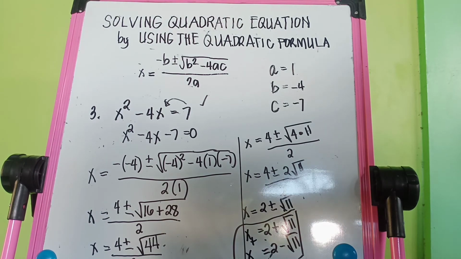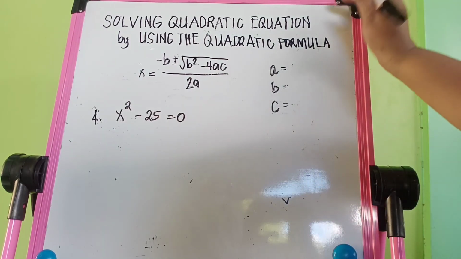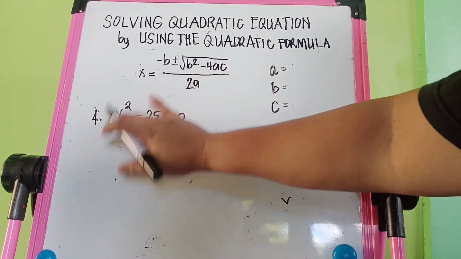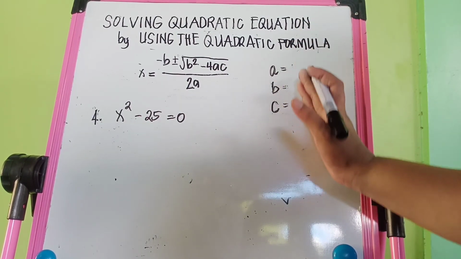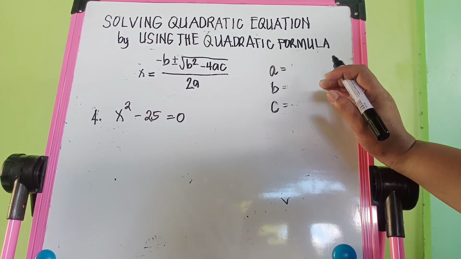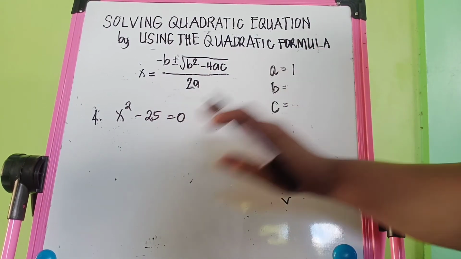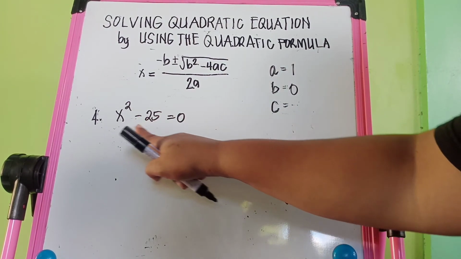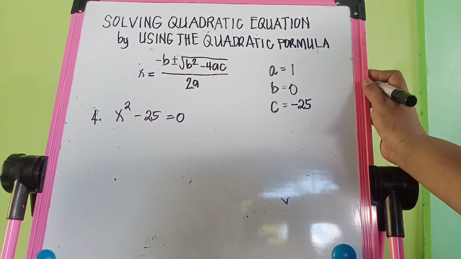Okay. And for our last example for today's topic, solving quadratic equation by using the quadratic formula, we have x squared minus 25 equal to 0. So let us now identify a, b, and c. So in this equation, the value of a is what? It is 1. B is 0, but 0 kasi wala tayong linear term dito. And then c is negative 25.